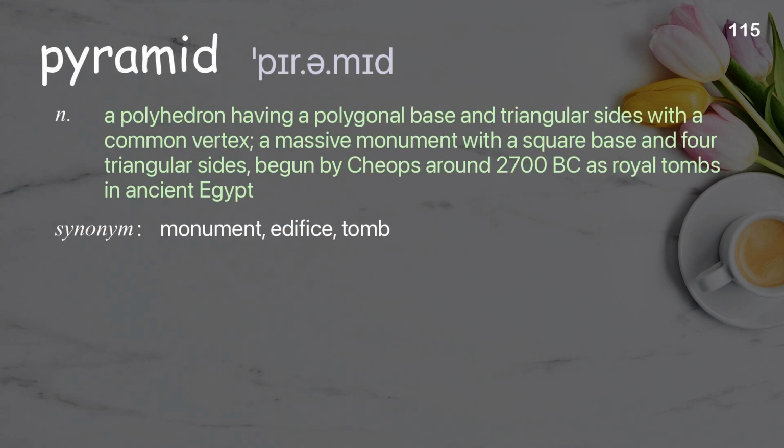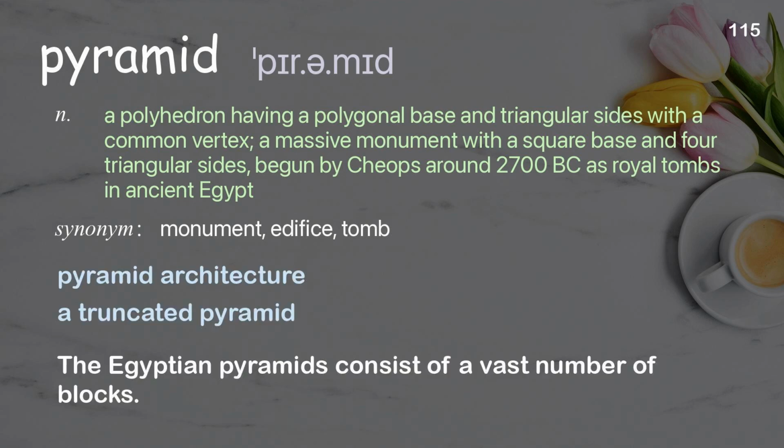Pyramid. A polyhedron having a polygonal base and triangular sides with a common vertex, a massive monument with a square base and 4 triangular sides, begun by Cheops around 2700 BC as royal tombs in ancient Egypt. Examples: Pyramid architecture. A truncated pyramid. The Egyptian pyramids consist of a vast number of blocks.